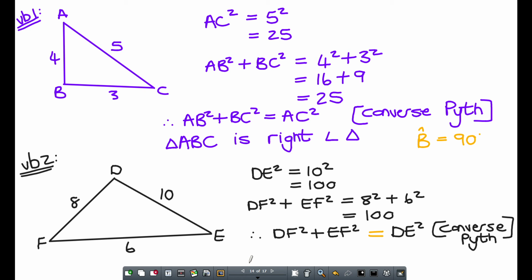Okay, now triangle DEF, yes, is a right angled triangle. You will see in the questions, they're going to ask you, classify the triangle. So you can't stop here because you're not classifying the triangle. That's why I have to end with triangle DEF is a, and then you say obtuse angle triangle or acute angle triangle, or in this case, right angle triangle.